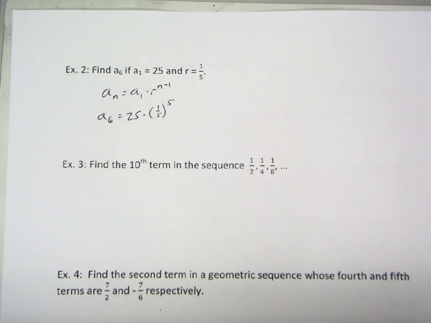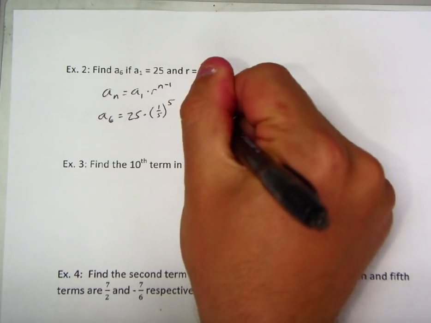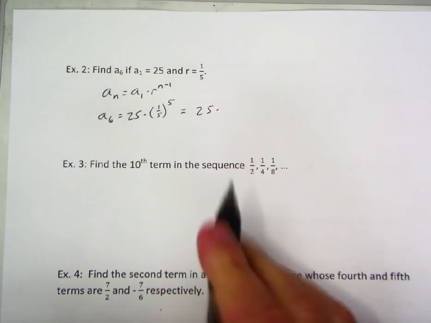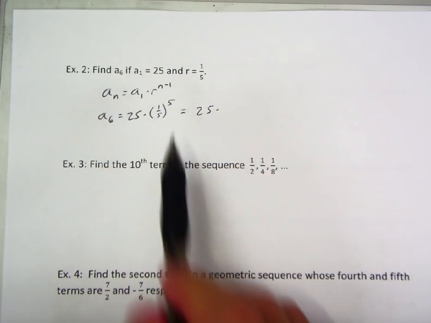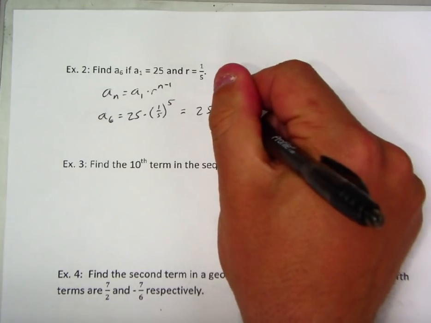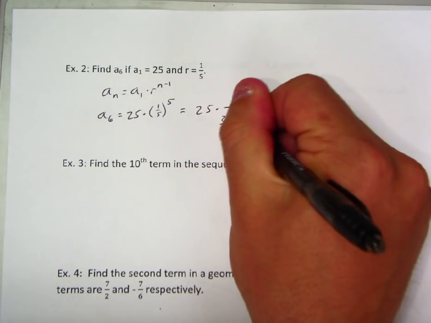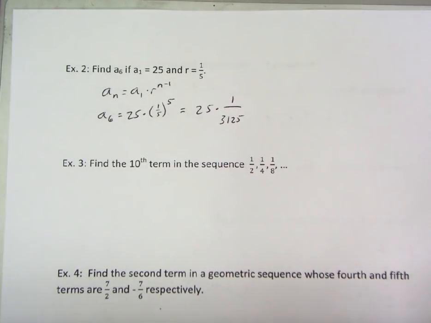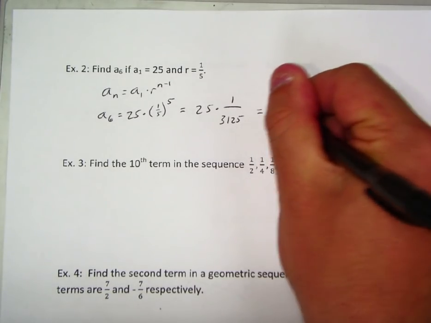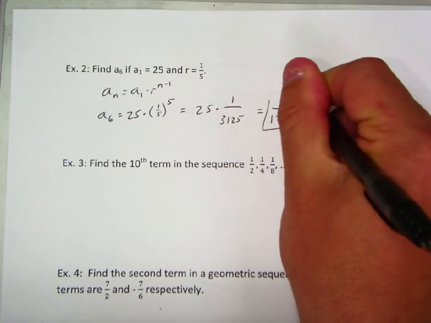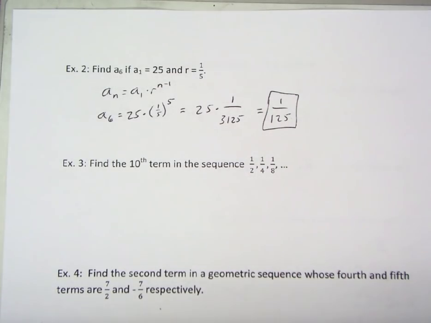Now, I don't really want you to use decimals, and so we're going to work with fractions as much as possible, which I love. I know you guys love to hear that. So this is the same as 25 times, well, this would be 1 to the 5th over 5 to the 5th. So 1 over whatever 5 to the 5th is, and that's going to be 3,125. And then I'm just going to reduce that, and I get 1 over 125 as my 6th term. And I didn't just know that, I just used my calculator there.